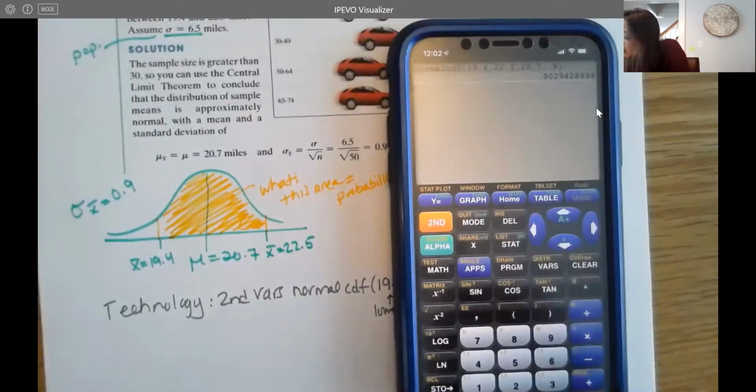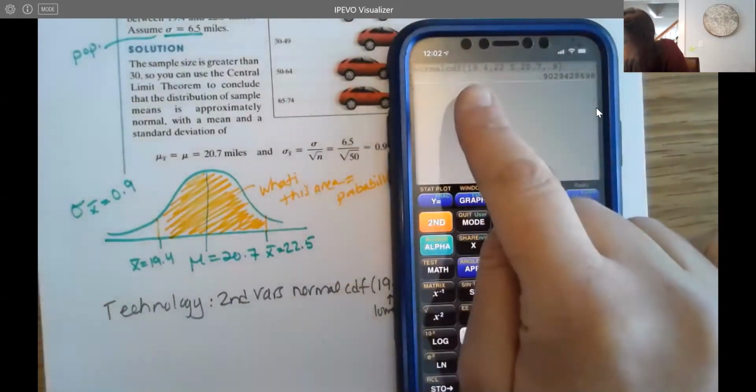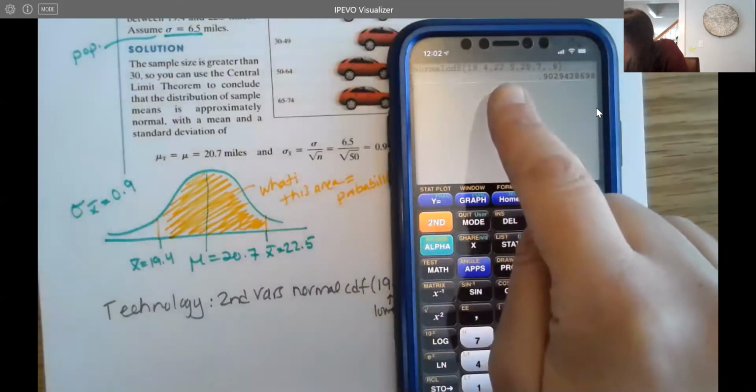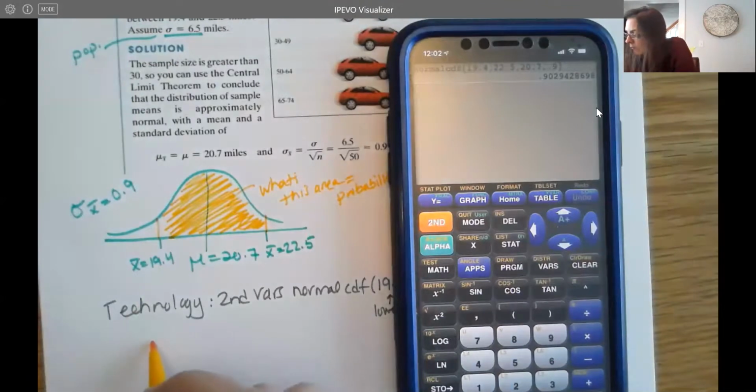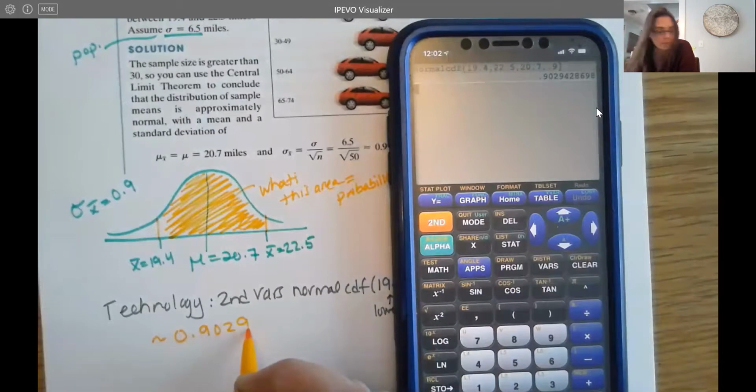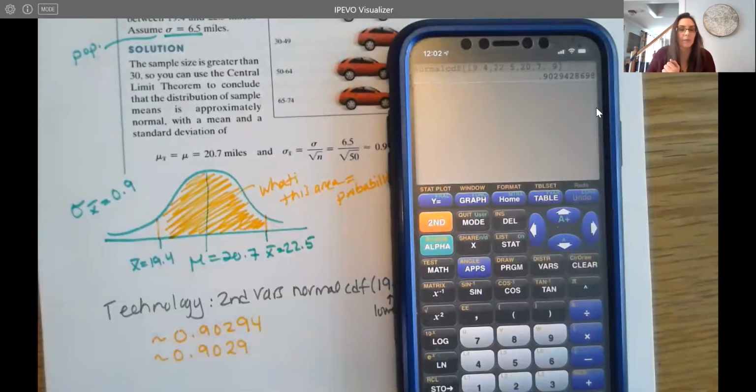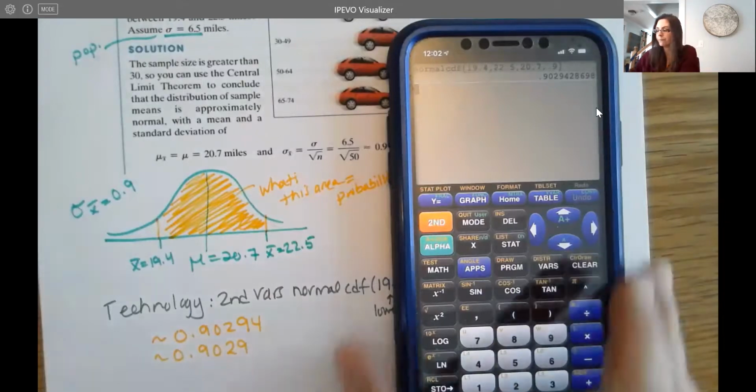Okay, and this looks pretty good. Let me just make sure I typed everything in right: 19.4, 22.5, 20.7, and 0.9. Yep, so I'm getting an area of about 0.9029. I think your book is using 4 decimal places here, so they round it to about 0.9029. So that would be our answer using technology.